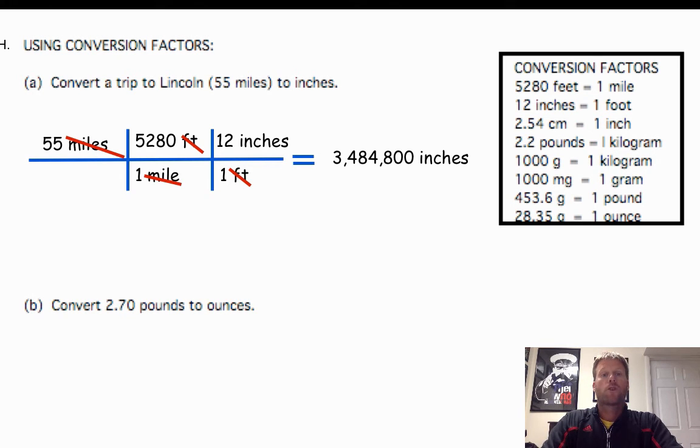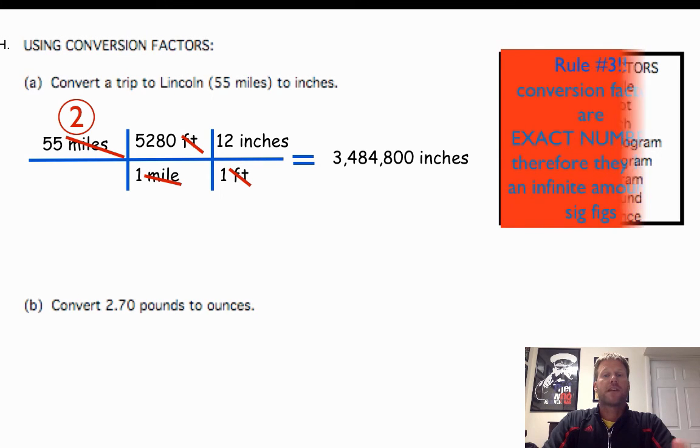Now, in order to report the correct answer, you must determine sig figs. This is a multiplication and division problem, so you are looking for the number with the least number of sig figs. However, do not forget sig fig rule number 3. Let's take a look. 55 miles has 2 sig figs. Before we go any further, remember that rule. Exact numbers have an infinite amount of sig figs. These conversion factors are exact numbers. We do not need to consider them when determining the sig figs in the answer.